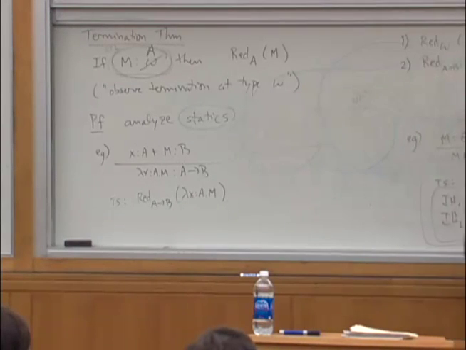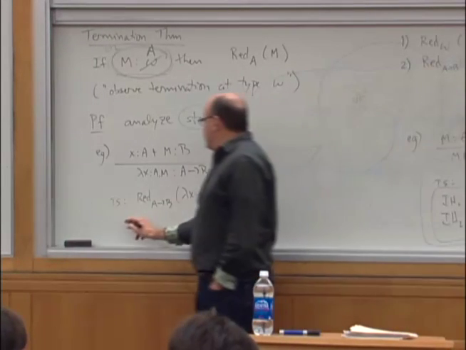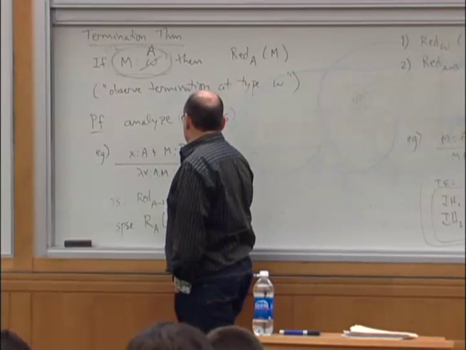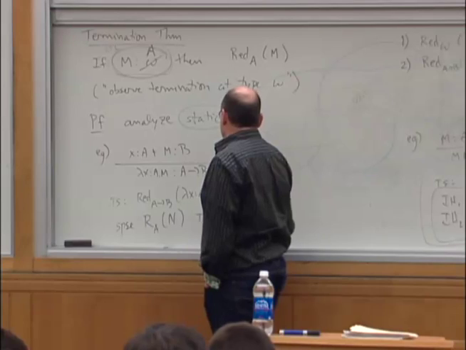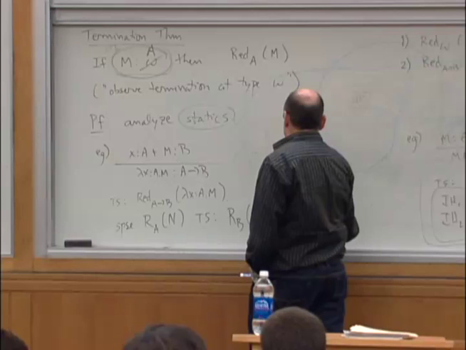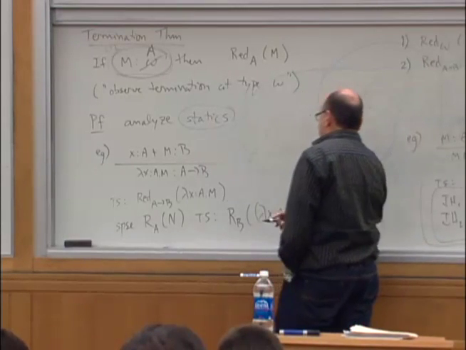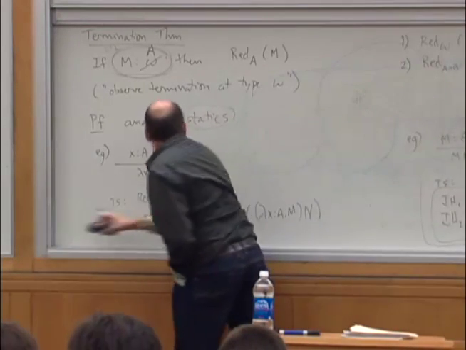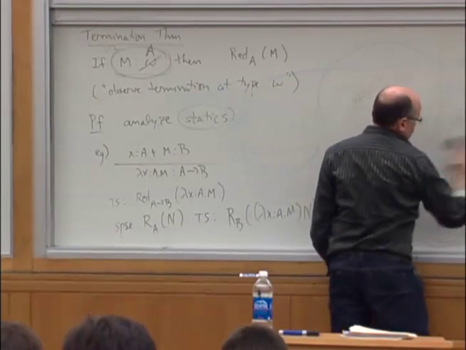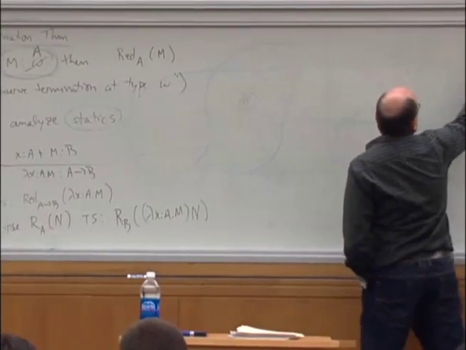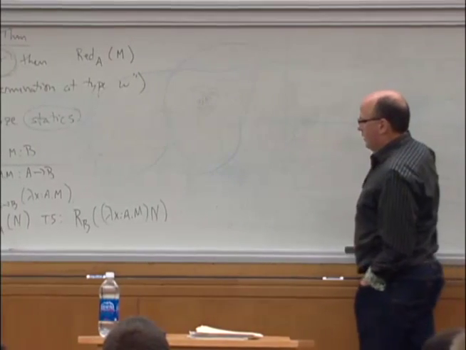So how do I show it's reducible? Let's look at the definition. Well, reducibility is defined this way. So what we do is we say, suppose that, let's call it n, is reducible at A. And what do I have to show is that the application, lambda x.M applied to n, is reducible at B. If you don't mind, I'm going to erase over here. Okay? All right, so that's what I have to do.